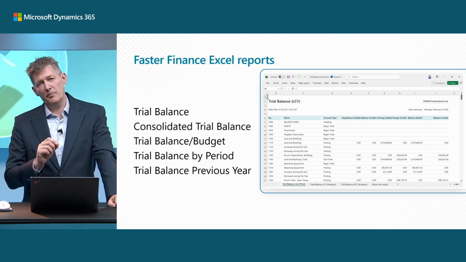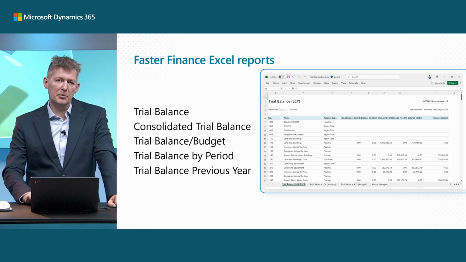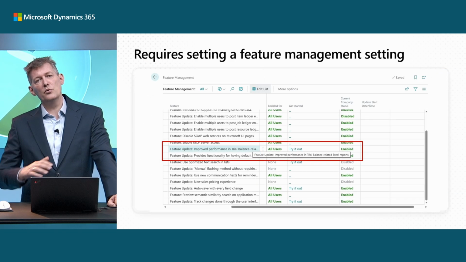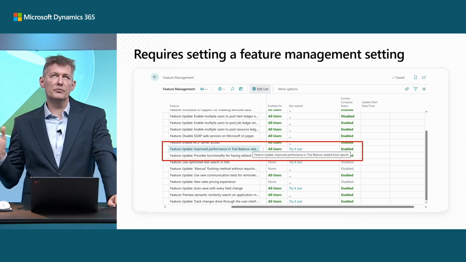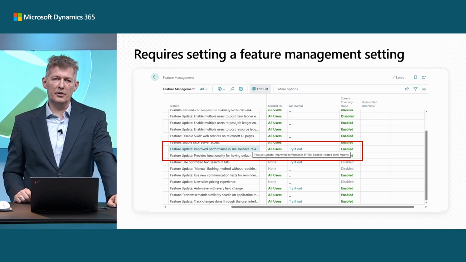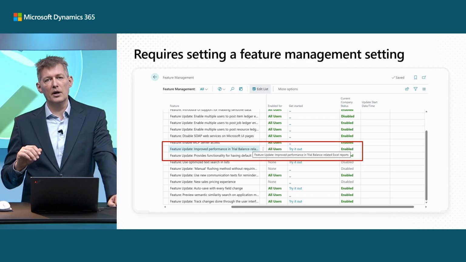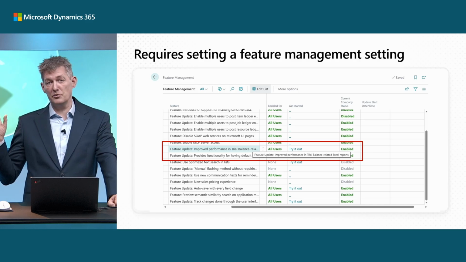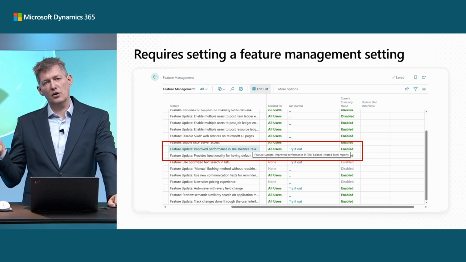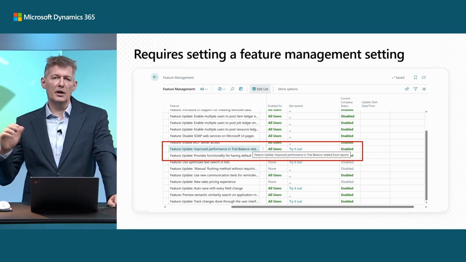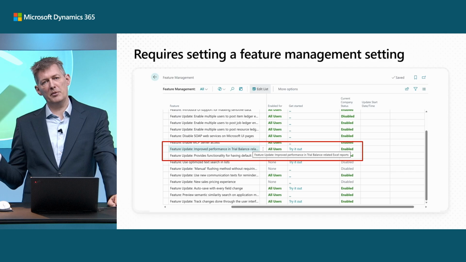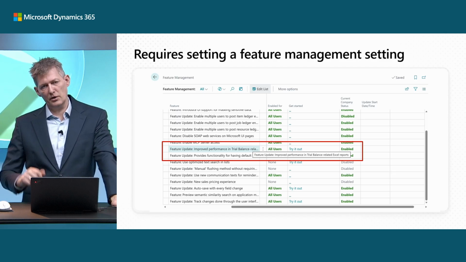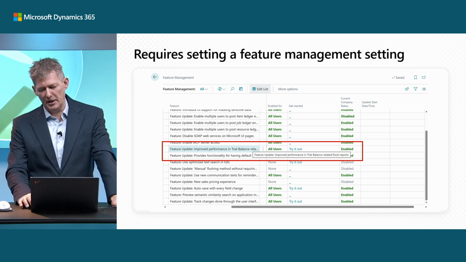Now, when we mess with finance reports, we want to be a little bit careful. So therefore, we have put these new tuned reports under a feature management flag for now. In case you find that they're not showing the right numbers, we try to test as much as we can, you can always go back to the old behavior, at least for this release wave and maybe the next one. But if you want to get the speed now, just toggle this and you will have much faster trial balance in Excel.